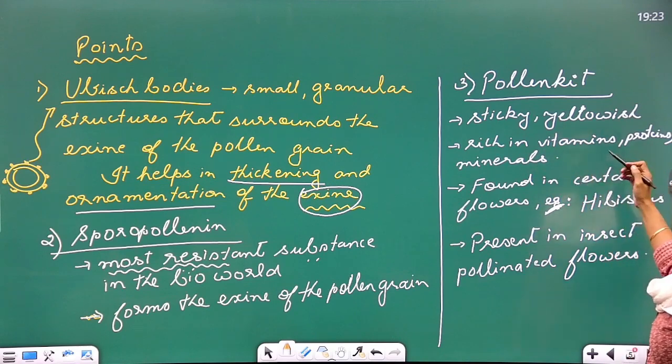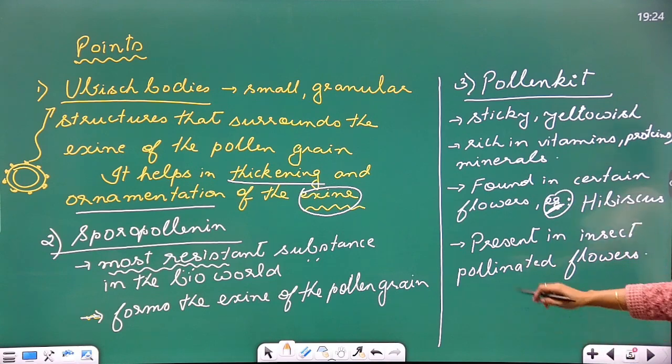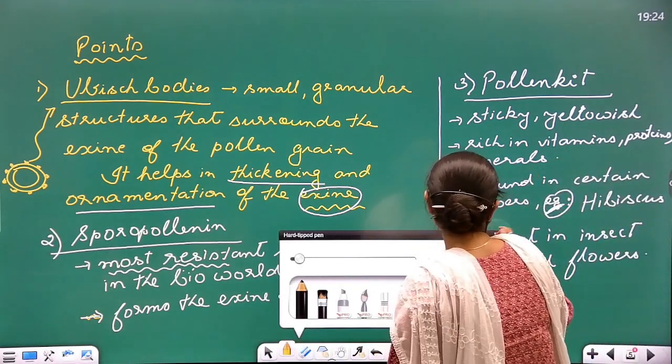It is rich in all this, and that's the reason why insects come for pollination, right? It is found in certain flowers like hibiscus, we understood, right? It is present in insect pollinated plants. Out of all the points, this point is very important.